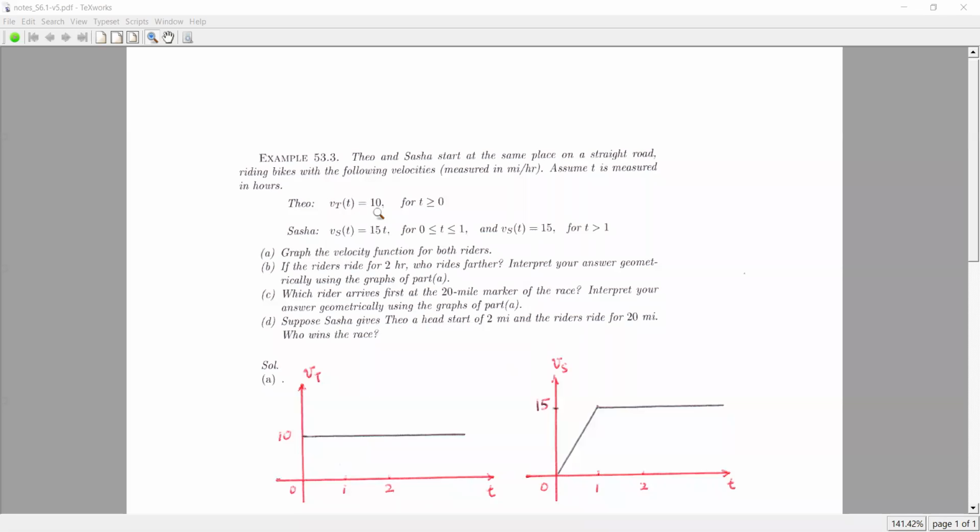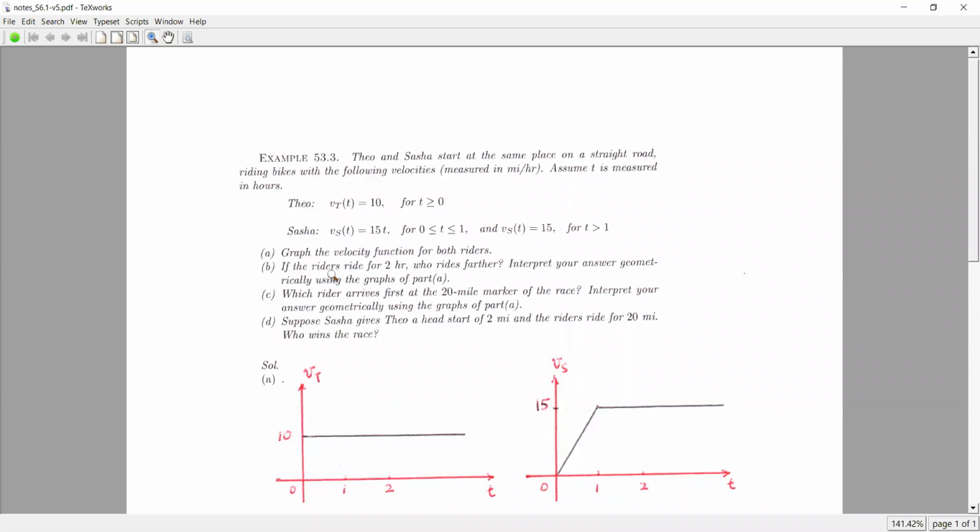Phil's velocity is a constant, so the graph is a horizontal line. Between 0 and 1, Sasha's velocity is 15 times t. The graph is a straight line through the origin, and the slope is 15. After 1 hour, Sasha's velocity is a constant, so when t is greater than 1, the graph is a horizontal line.